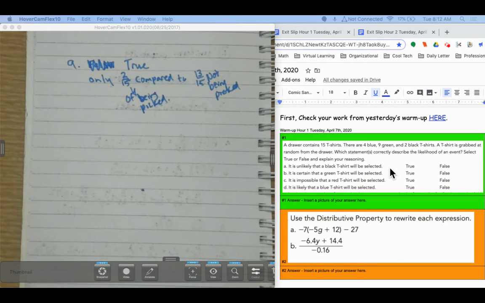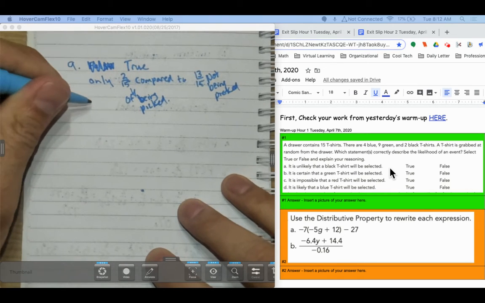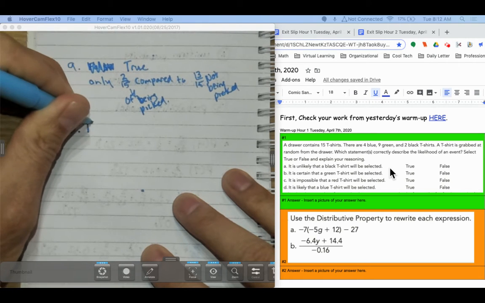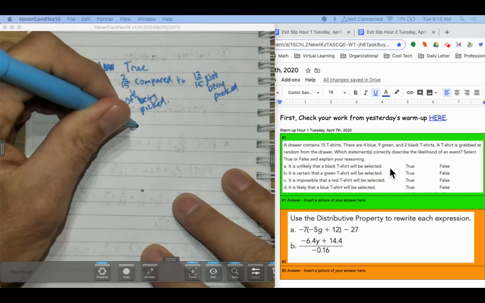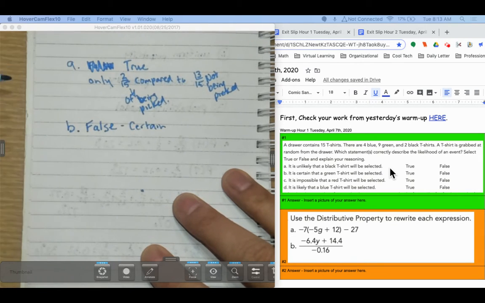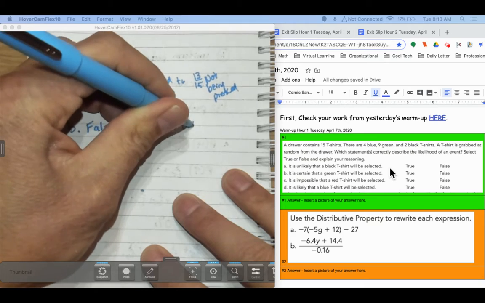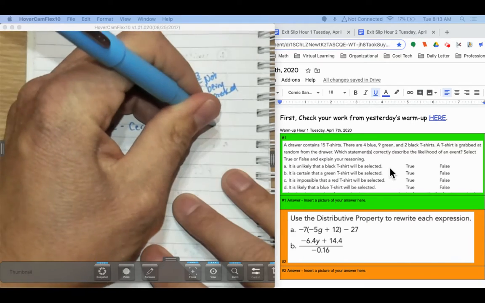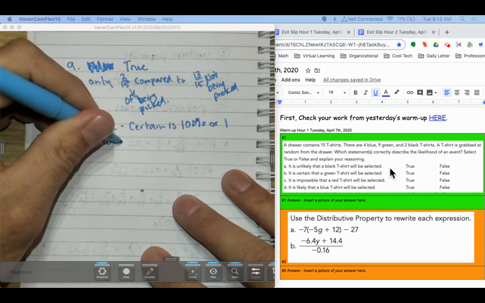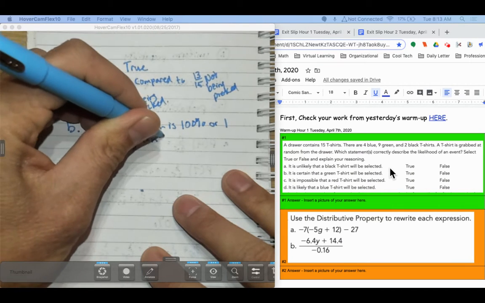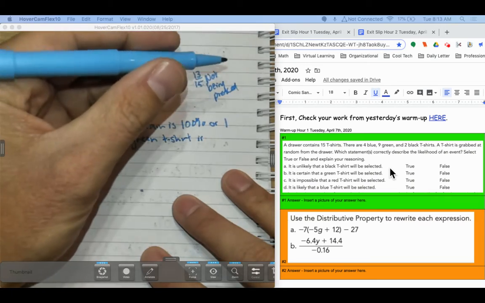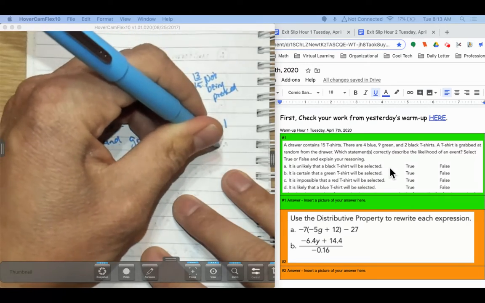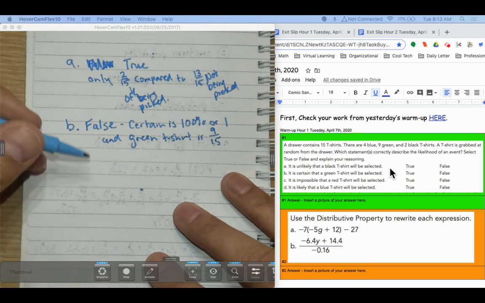not being picked. It is certain that a green t-shirt will be selected. So B is false. Certain in probability is 100% or 1, and green t-shirt is only 9 out of 15. Okay, has a high probability, but it's not certain.